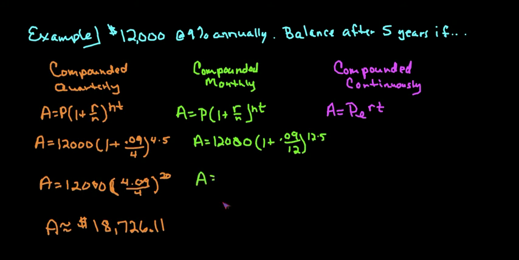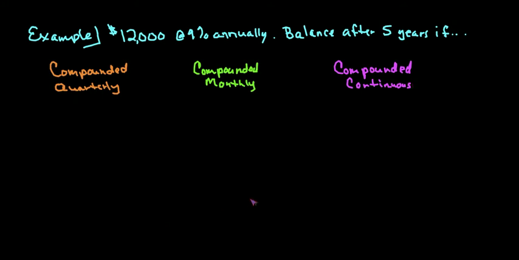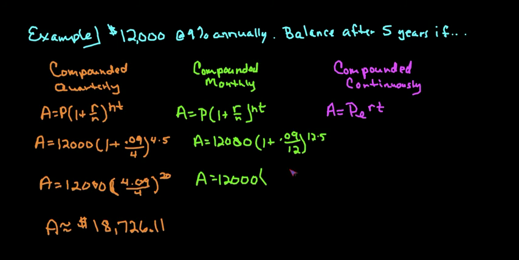So let's walk ourselves through the same steps. We'll simplify a little bit before going to the calculator. This time our common denominator is going to be 12. So we'll make 1 into 12 over 12 and add this. So we'll get 12.09 all over 12. And then 12 times 5 is 60.